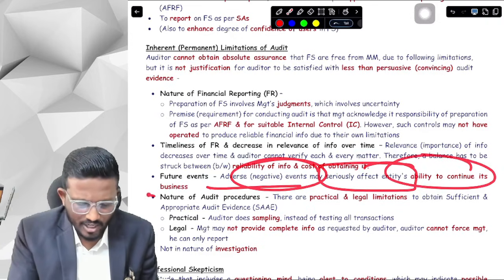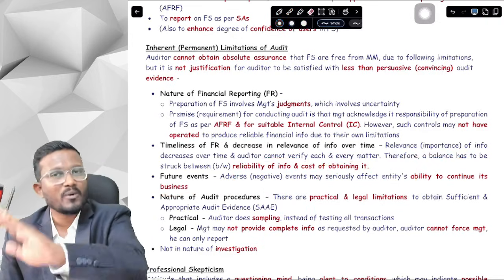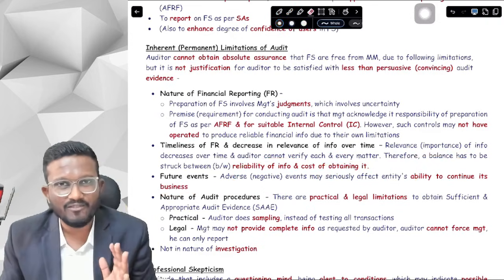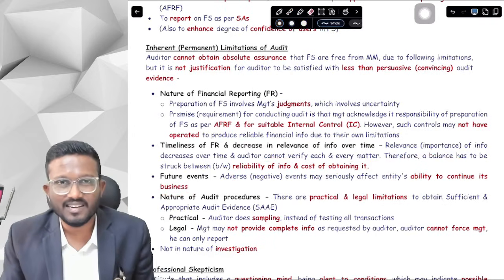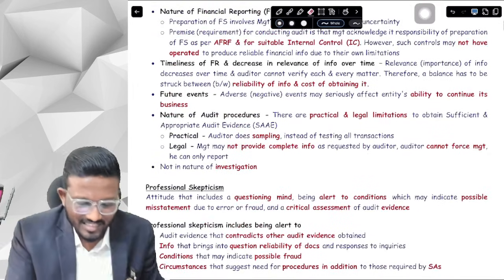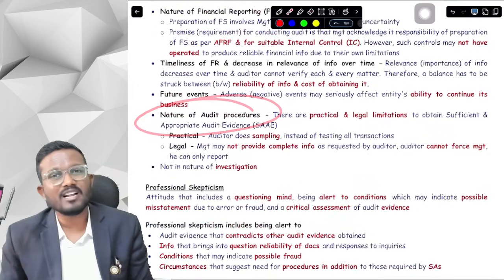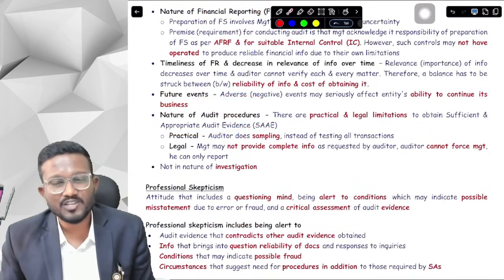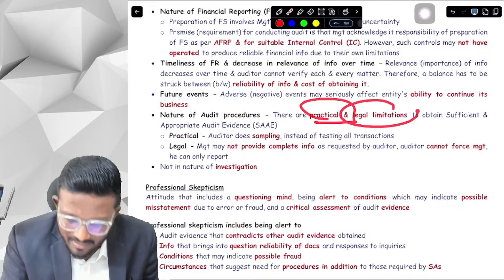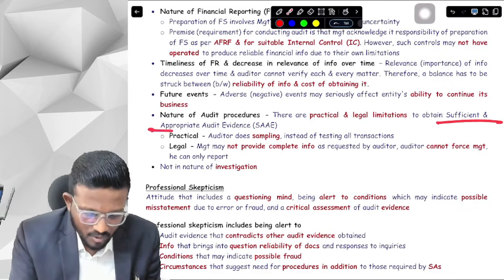Okay, yes, sir. Third is future events, that there can be adverse or negative events that can seriously affect the entity's ability to continue as a business. Basically, it talks about going concern, that there can be future adverse events that can affect the going concern assumption. Okay, yes, sir. Next is the nature of audit procedures. Why does audit itself have an inherent limitation? Because there are practical and legal limitations to obtaining sufficient and appropriate audit evidence.